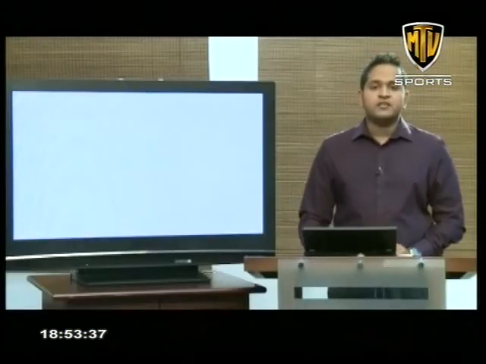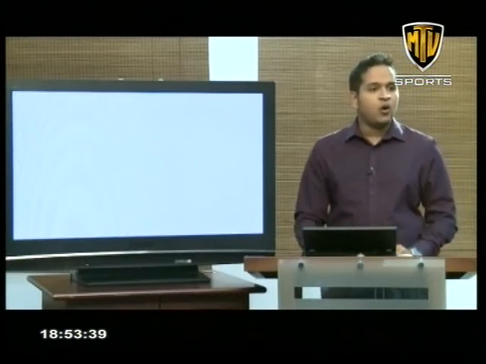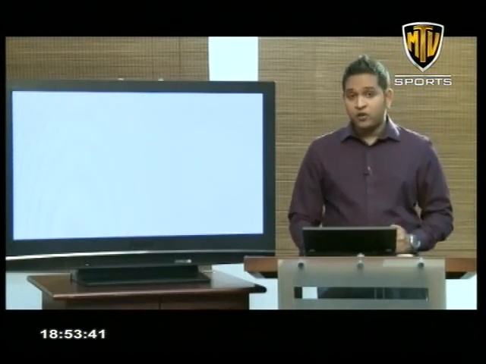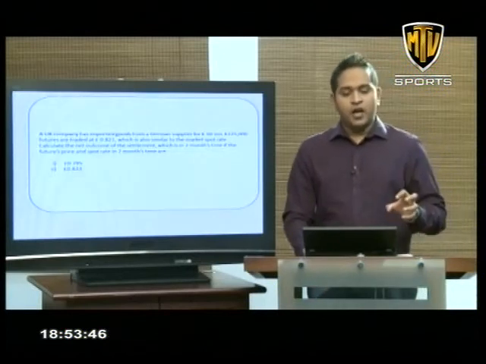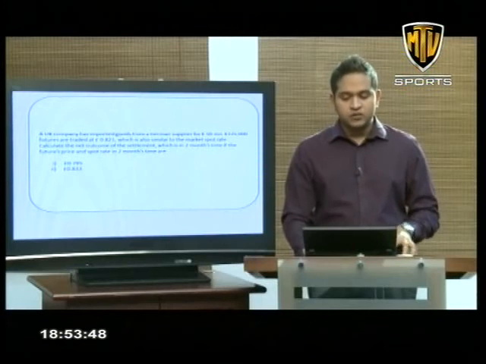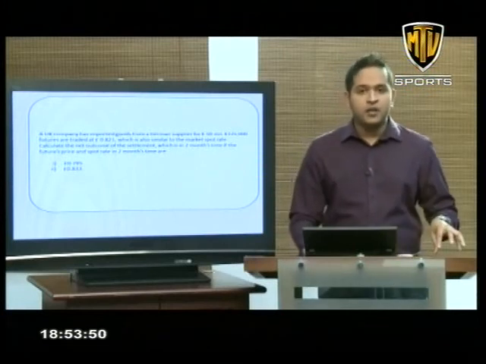So the first step is what? You should figure out whether it's long or short. How do you figure out whether it's long or short? Look at the original transaction. What's the original transaction? A UK company has imported goods from Germany and has to pay 50 million euros.